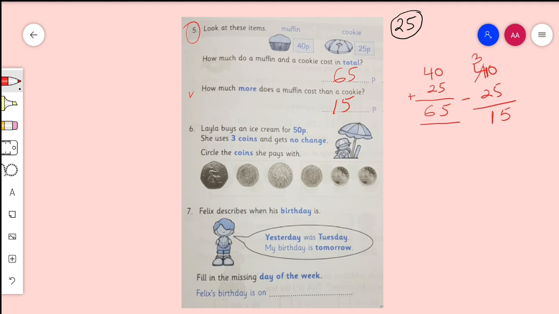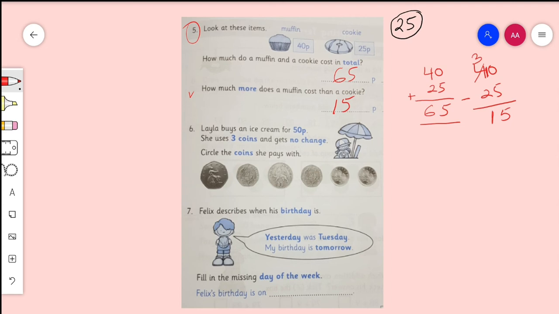Now question number 6. Laila buys an ice cream for 50p. She uses 3 coins and gets no change. Circle the coins she pays with. So the question is saying that she bought an ice cream which costs 50p. So the total is 50p, right? And she spent 3 coins. So we need to find out what the 3 coins are, and she is not getting any change. So the exact 3 coins will be equal to 50p.